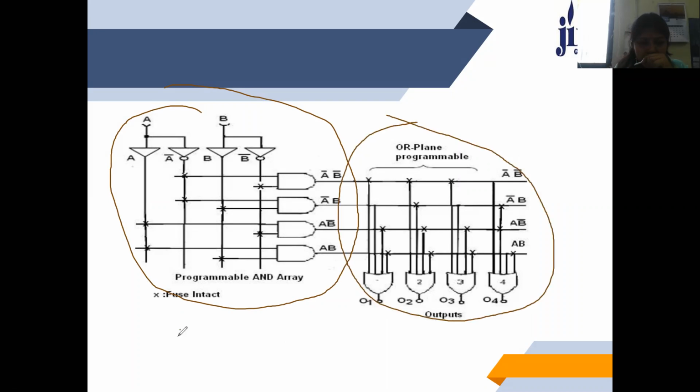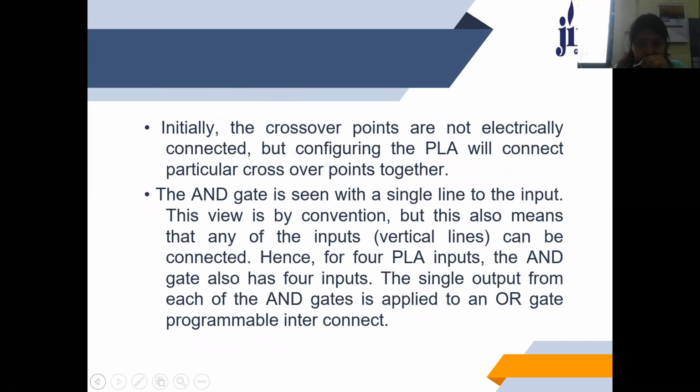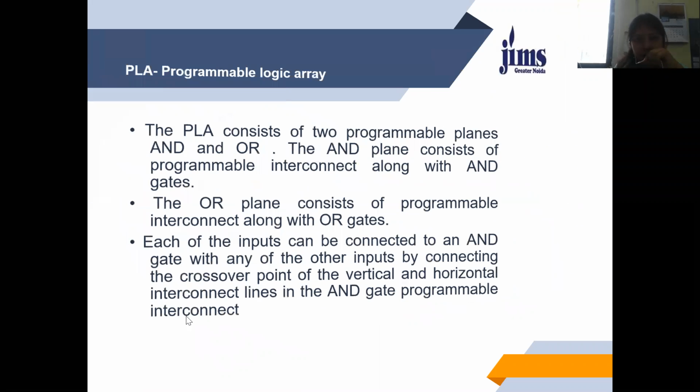Our equation is usually defined like this, like A B bar plus AB plus something. So we need what? A NOT gate for what? This bar. One OR gate for this plus operation and one AND gate for this multiplication. Clear? So this is what I was talking about.